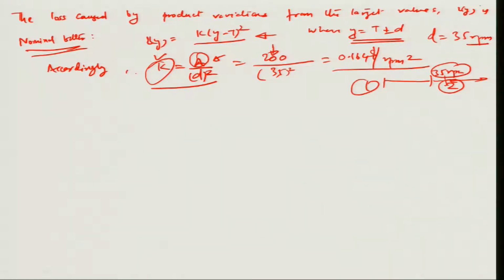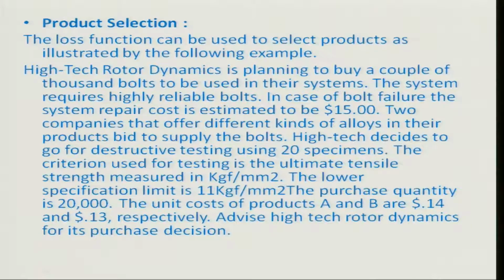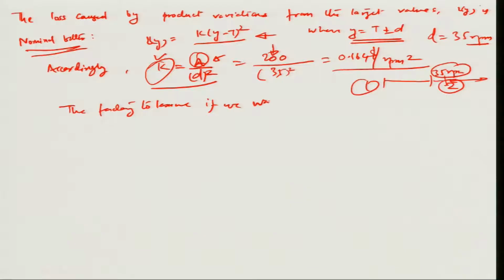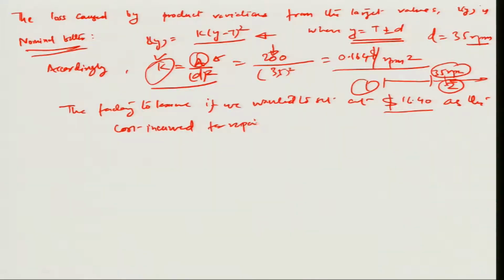Let us look at the factory tolerance side. If we wanted to set the factory tolerance at $16.40 as the cost incurred for repairing an adjustment.